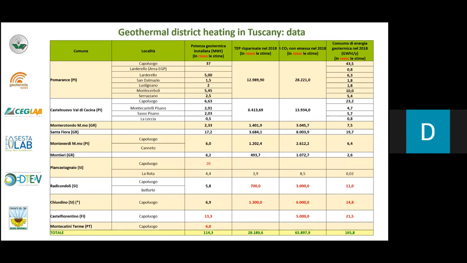about 30,000 tons of oil equivalent. Yes, tons of oil equivalent. So they contribute to prevent climate change, and they also contribute to achieve the energy independence of these territories.